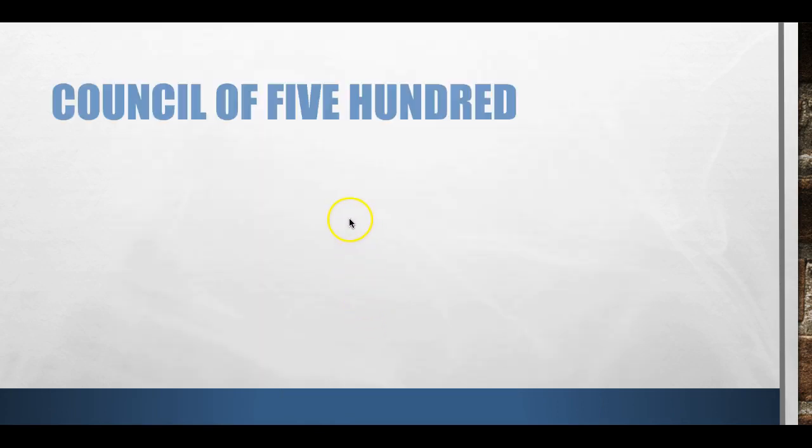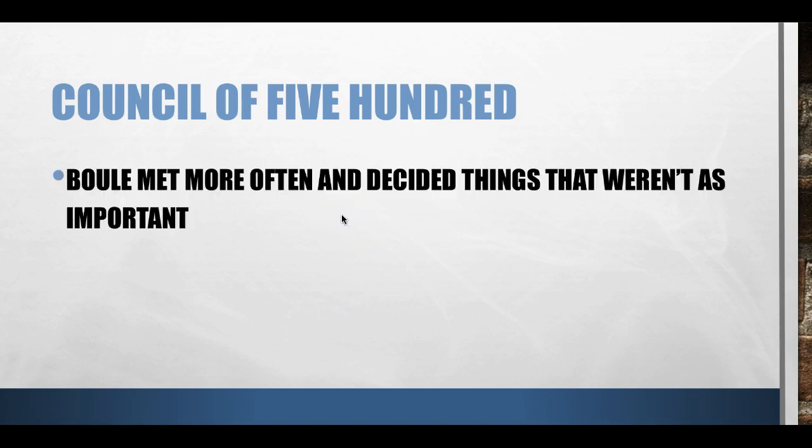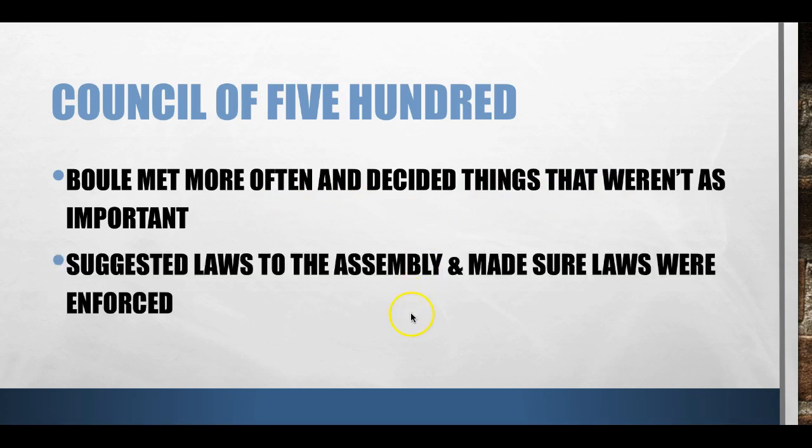Okay, moving on to the Council of 500. So, out of those 6,000 men, the Council of 500 is this B word here. You pronounce this boule. The boule, they actually met more often. So if you remember, the assembly met once a month, and the boule met more often and decided things that were not as important as what the assembly decided. So they were actually able to suggest laws to the assembly of men.